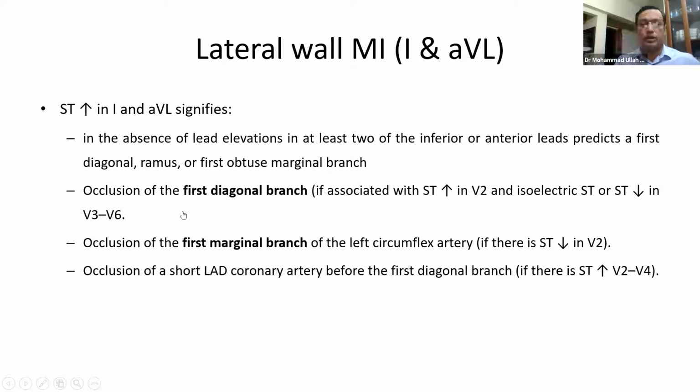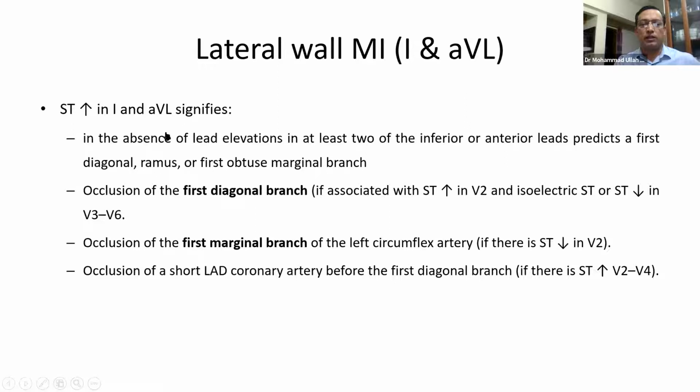In case of the first diagonal artery, there will be ST elevation in V2 and the ST will be isoelectric or there will be depression in V3 to V6. If there is an isolated first diagonal artery branch lesion, in that case, the ST elevation will be in V2, but isoelectric ST or ST depression in V3 to V6. In case of first marginal branch or first OM branch lesion, there will be ST depression in V2. This is how we can differentiate it, like this one.